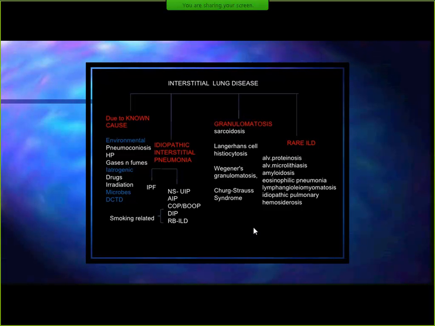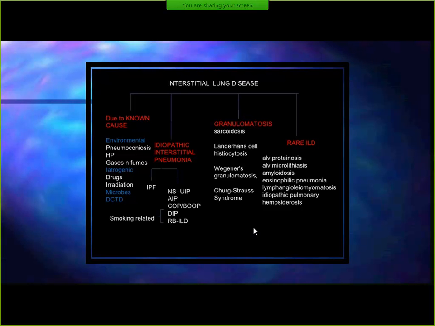It's not called Wegener's anymore. Or Churg-Strauss. They like to call it granulomatosis with polyangiitis, and if it's Churg-Strauss, it's eosinophilic granulomatosis with polyangiitis. Those are vasculitis. They present with granulomas. And then there are these other rare diseases.